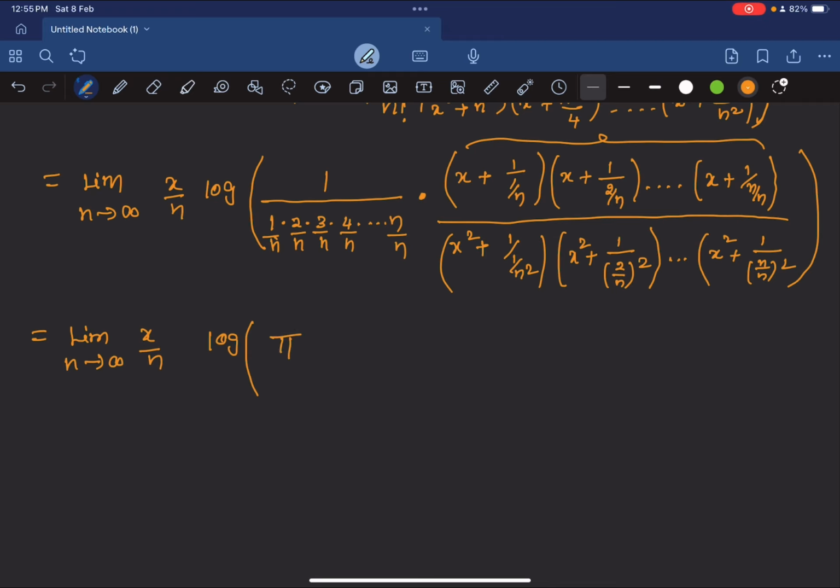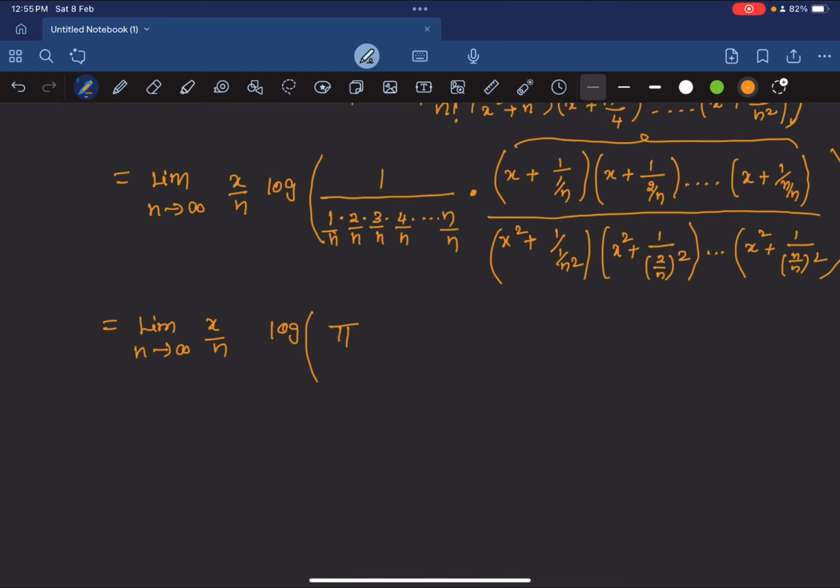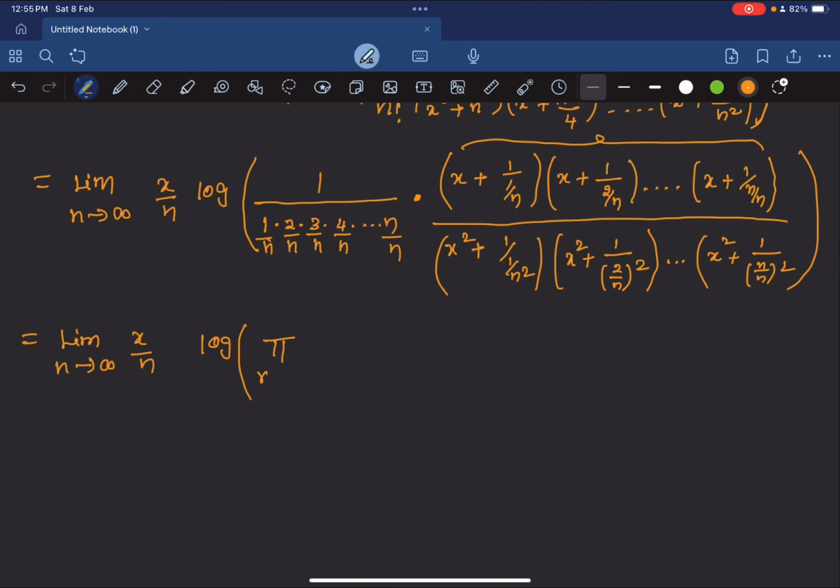Alright. I'm using pi to represent product. Pi, r runs from 1 to n, x plus 1 upon r by n. So if you put r is equal to 1, you'll get x plus 1 by n. If you put r is equal to 2, you'll get x plus 2 by n. If you put r is equal to n, you'll get x plus n upon n. And this pi represents product of those terms.